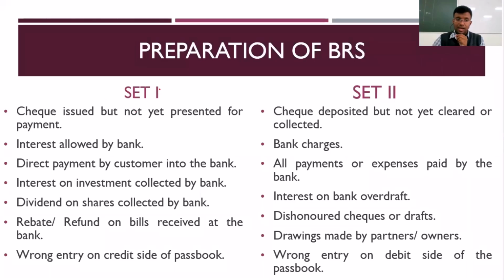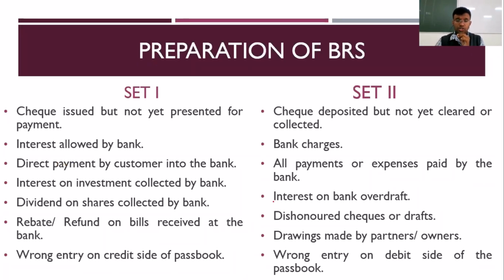So like this, under each set, that is set 1 and set 2, we have around 7 transactions each, which makes it a total of 14 transactions. And if you can learn these 14 transactions, then preparation of the BRS will become very easy for you. So instead of focusing on the conventional thumb rule of preparing BRS, if you focus on these 14 transactions, it will be very easy for you to go about with the preparation of the BRS.